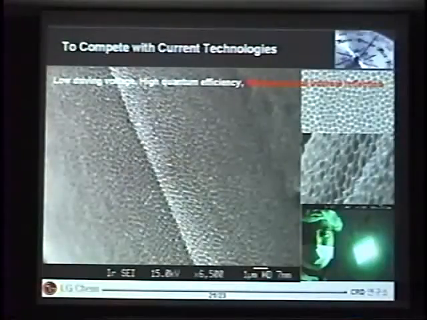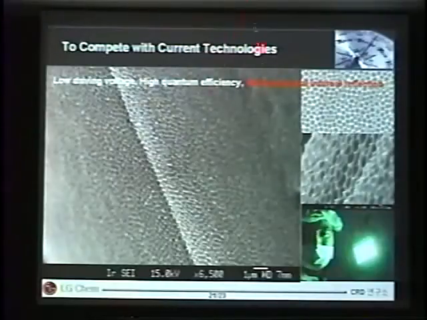OLEDs suffer from internal refraction. The portion of the light coming out in the viewing direction is only 1/2n squared, where n is the refractive index of the medium that you are using. So you use only 1/4.5 of the light in OLED devices. But if you create a chaos at the substrate, then you can increase the light output. So by minimizing the total internal reflection, you can improve the device efficiency further.